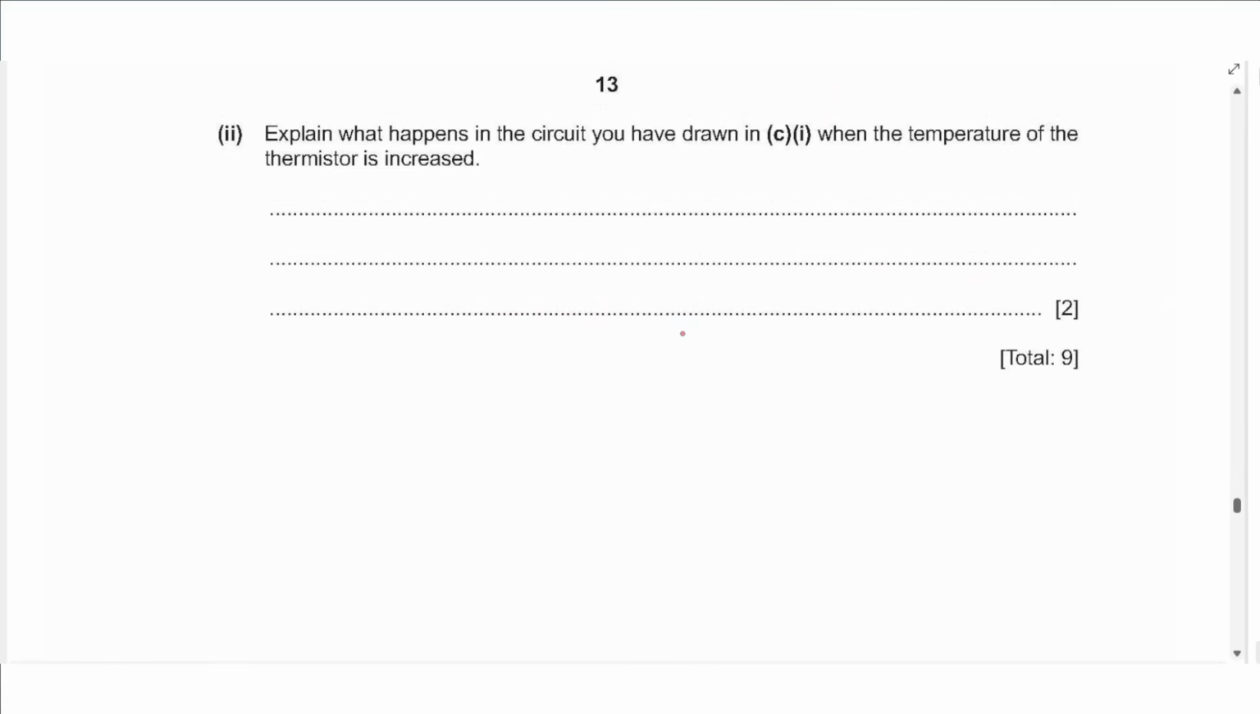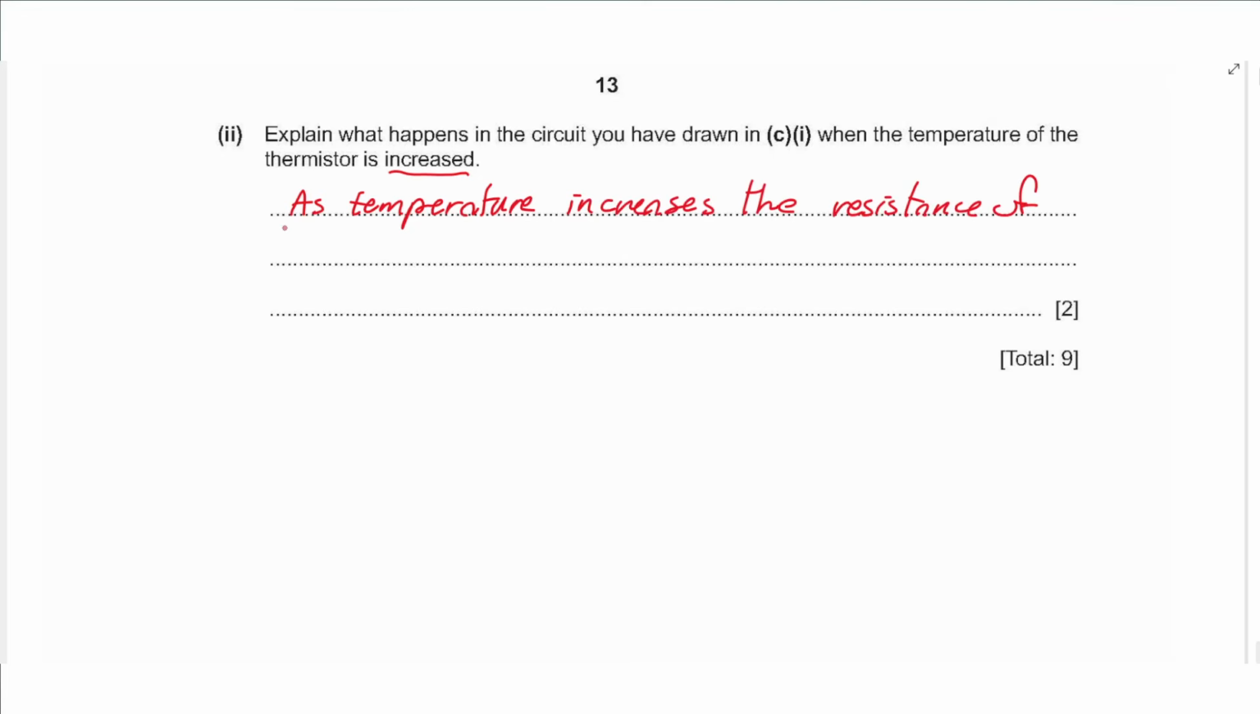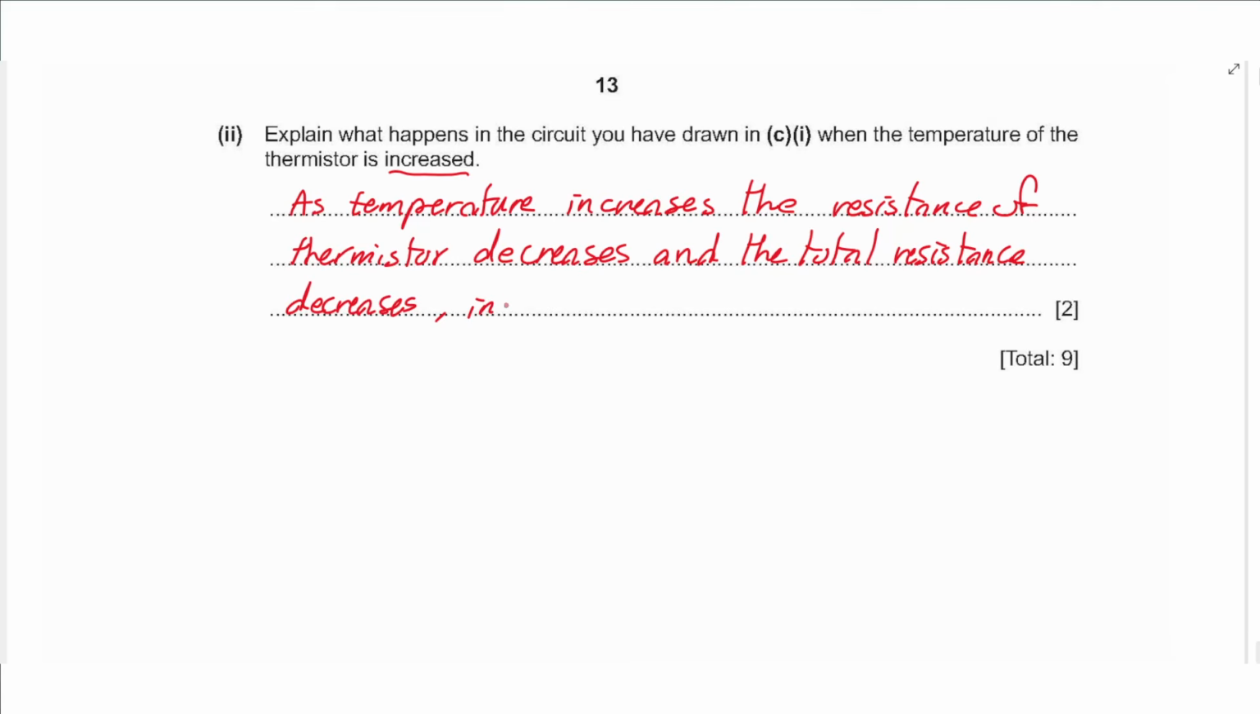Question C II says explain what happens in the circuit you have drawn in C I when the temperature of the thermistor increases. First, we need to mention that as temperature increases, the resistance of the thermistor decreases and the total resistance of the circuit decreases, increasing the current. And since there was a lamp, we need to say and the brightness of the lamp.